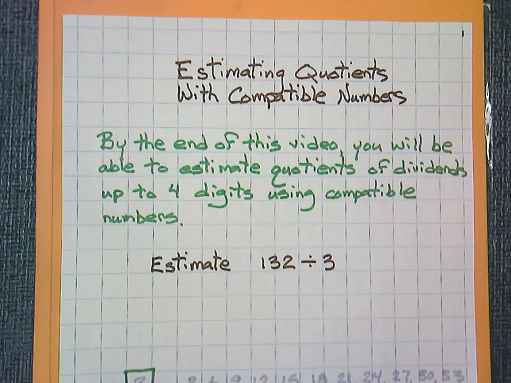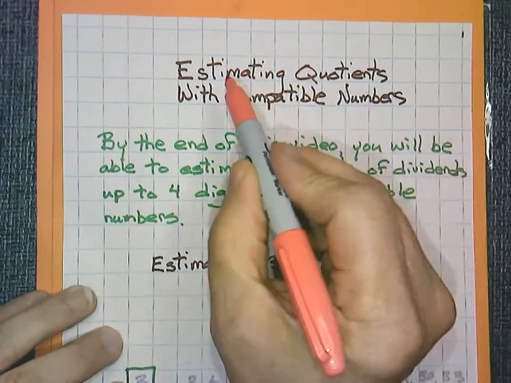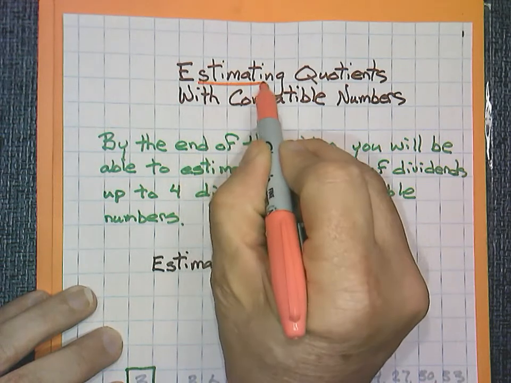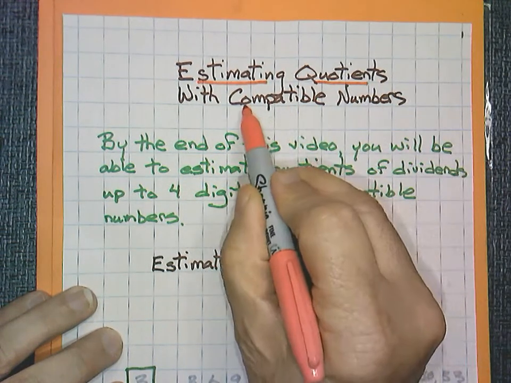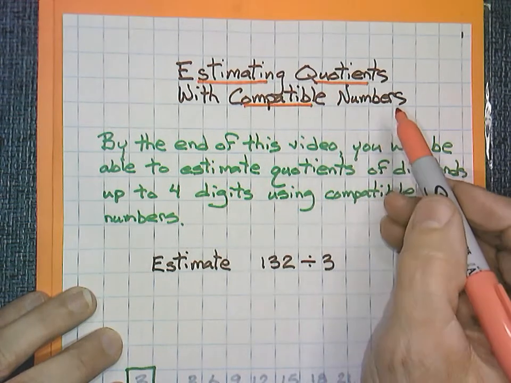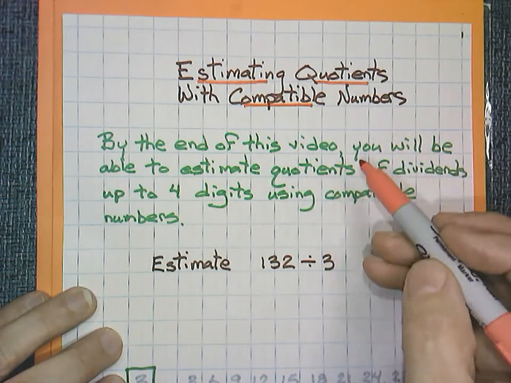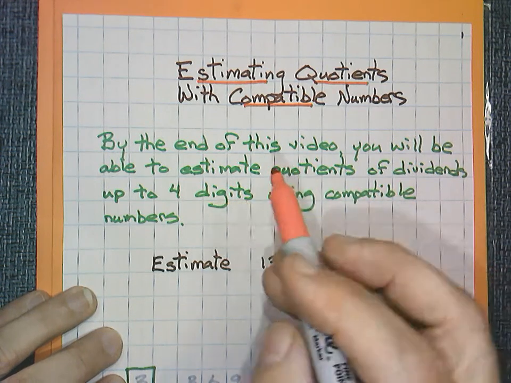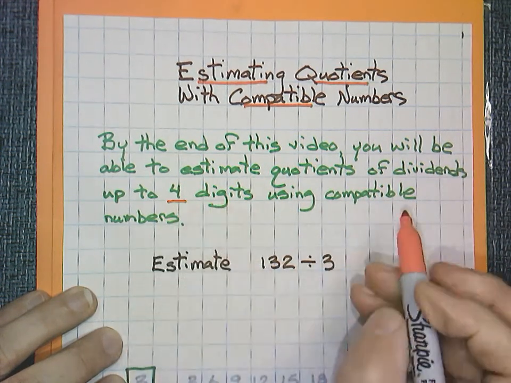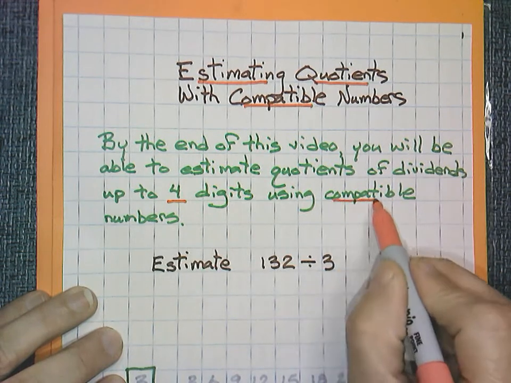Hello, everybody. This is Mr. Walker. Our topic for today is still division, but it's estimating quotients with compatible numbers. By the end of this video, you will be able to estimate quotients of dividends up to 4 digits using compatible numbers.